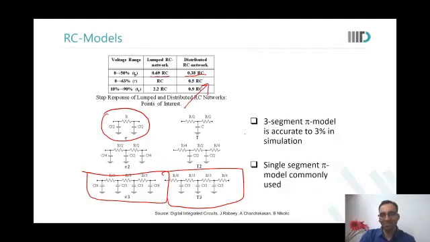Yes, sir. Got it, sir. Okay. So while the 3-segment pi model, as I mentioned, is very accurate, typically a single-segment pi model is used.